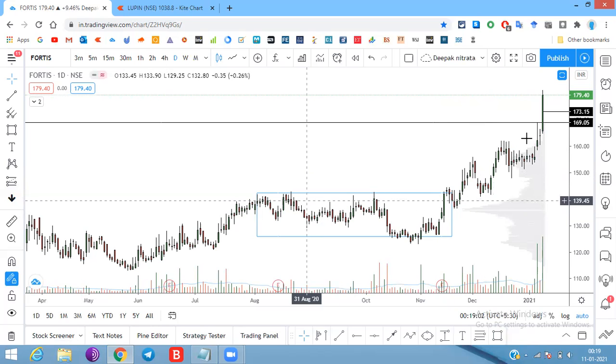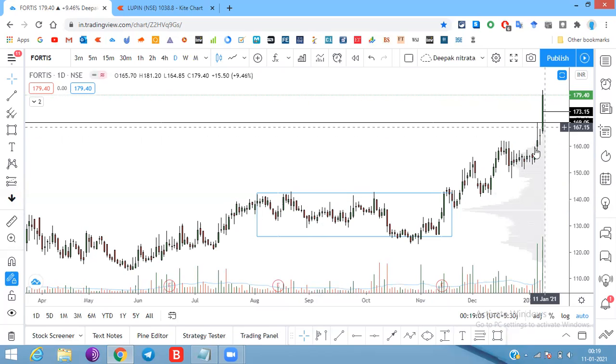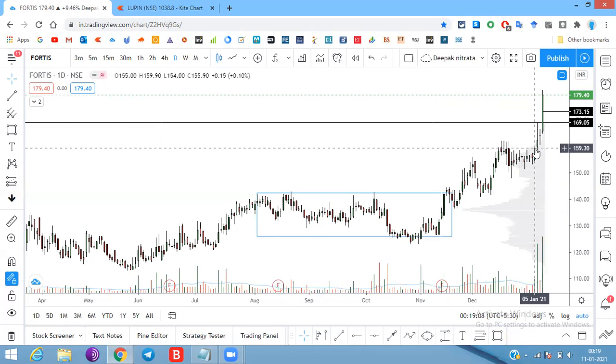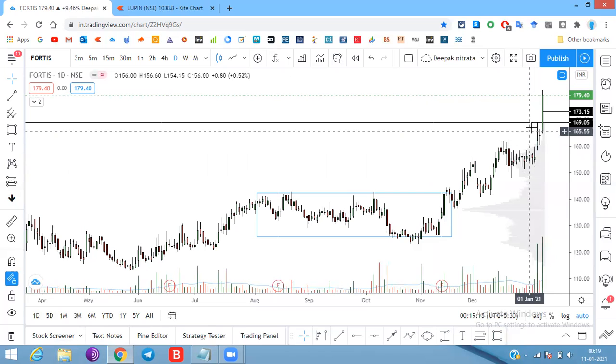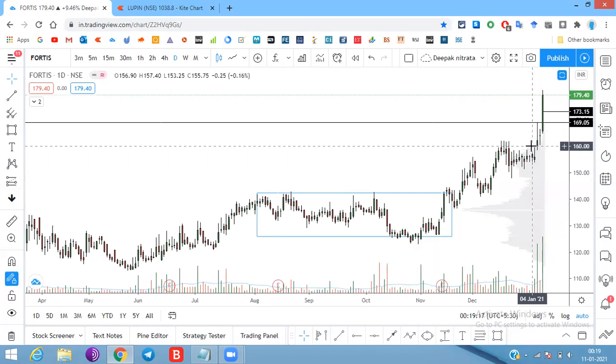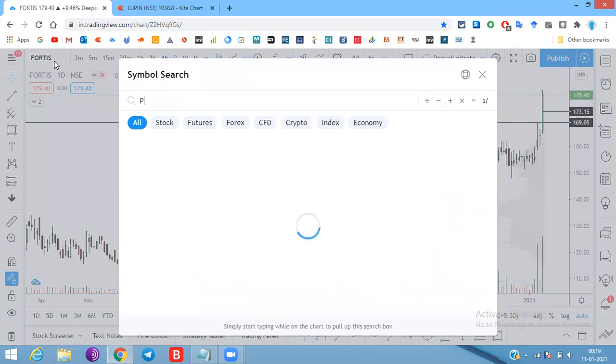So let me just revise. Breakout from high volume node to low volume node is somewhat like this. When price breaks into the trending zone, into the low volume node zone, and has good volumes, then the setup to take entry is really good, which in the case of Fortis is. Okay. Now let me take another example, Power Grid.